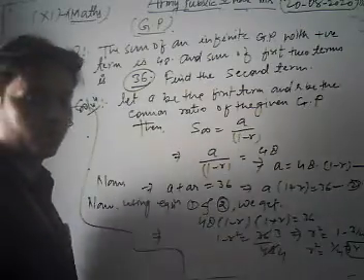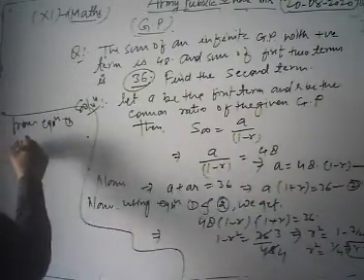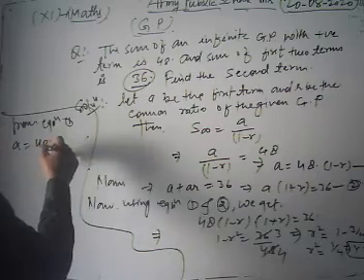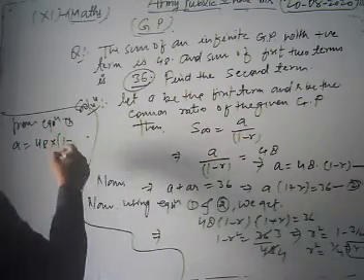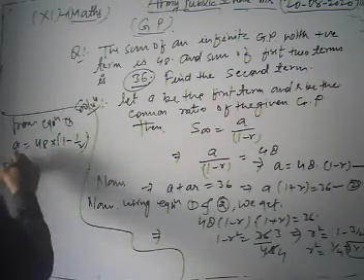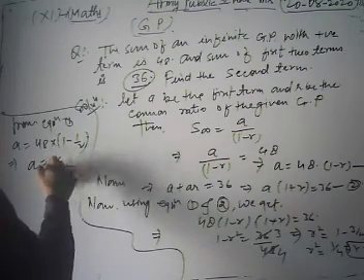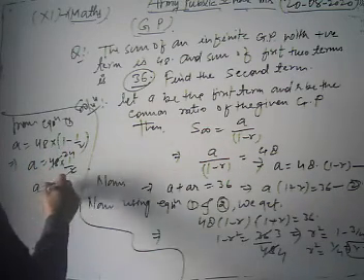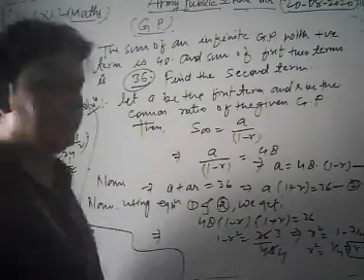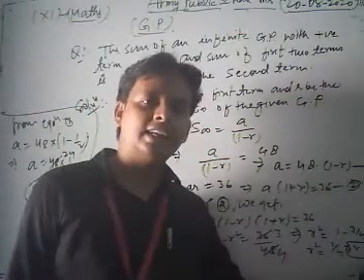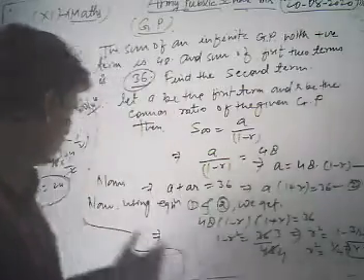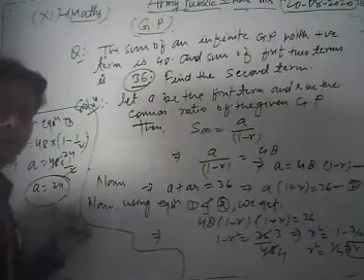From equation 1, what do we have? We have A as 48 into 1 minus R. R is 1 by 2, so the value of A is 48 into 2 minus 1 by 2, which means 24. So the value of A is 24, and we already found the value of R is 1 by 2 and the value of A is 24.